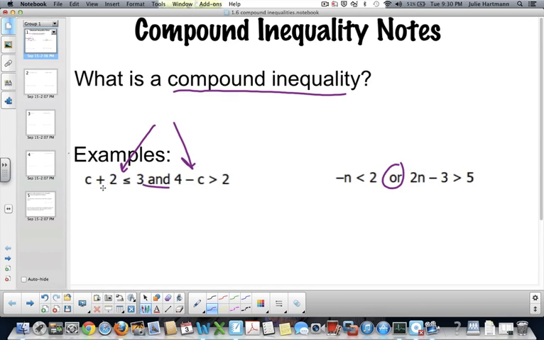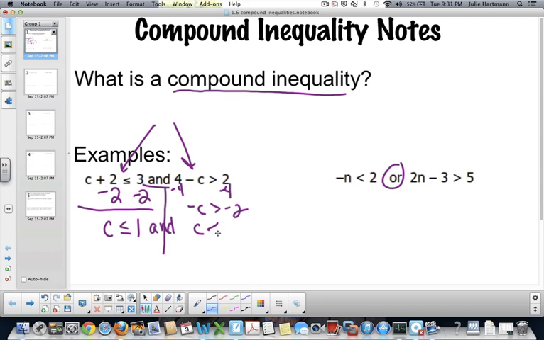Okay, so this first one we are going to minus the 2 to solve. Remember, look at them as two separate. So you get c is less than or equal to 1, and here I minus the 4, so negative c is greater than negative 2. Divide by negative 1. Remember, when you divide by a negative, you've got to flip that inequality, so it becomes less than. Negative 2 divided by negative 1 is 2. So you have c is less than or equal to 1, and c is less than 2.